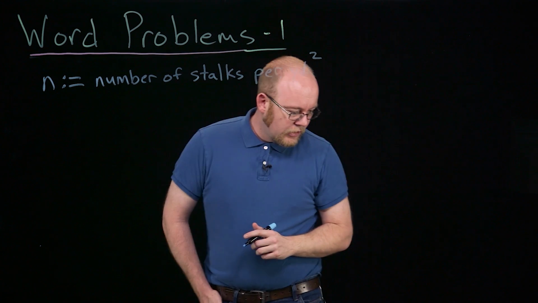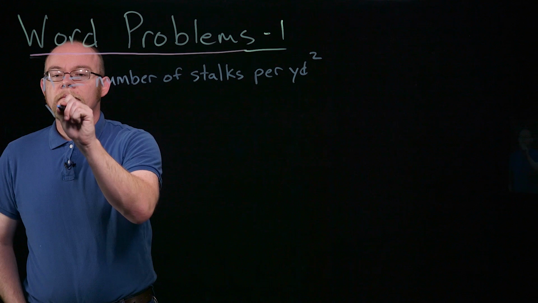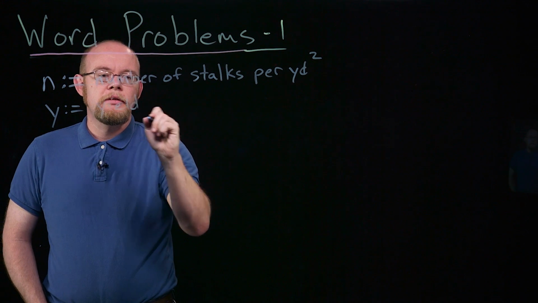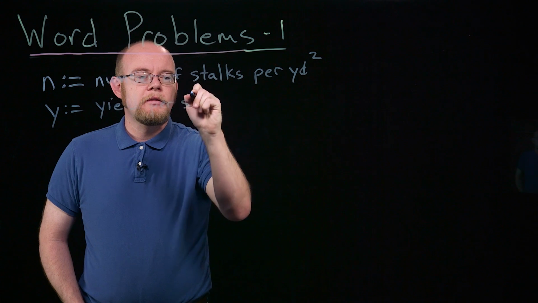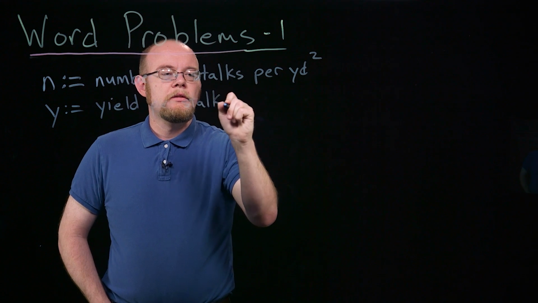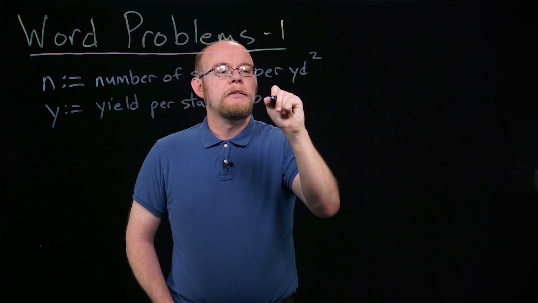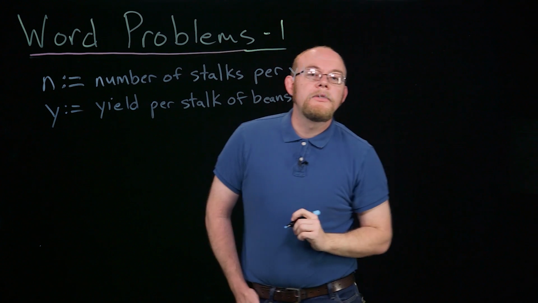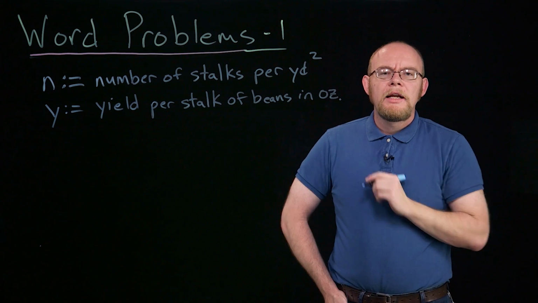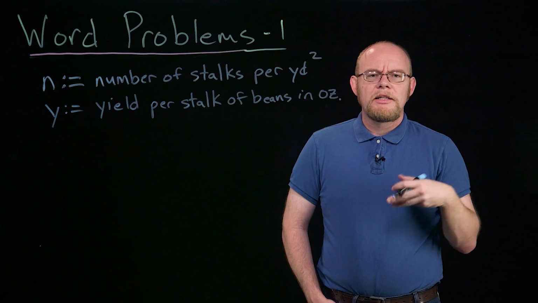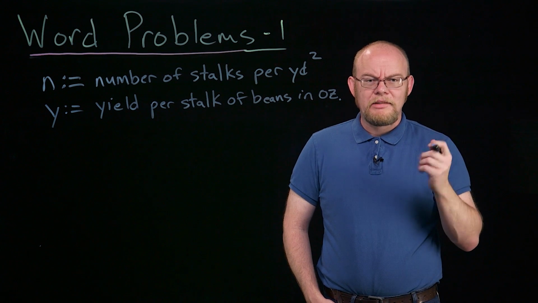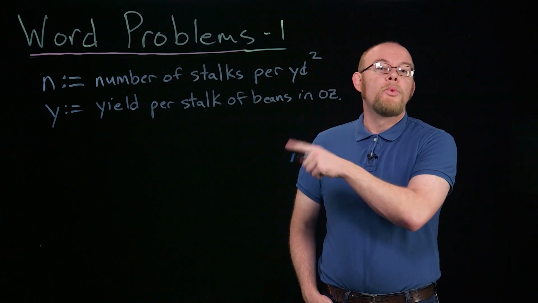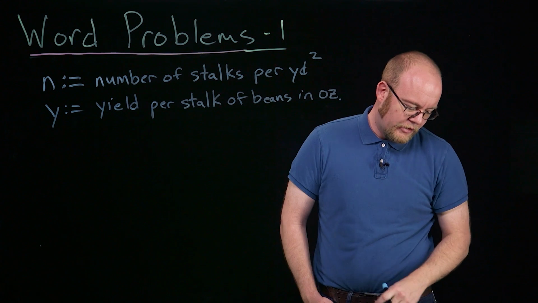Similarly, Y; is the yield per stalk of beans in ounces. OZ is short for ounces. So anytime I talk about the yield per stalk, that is the number of beans I get per bean stalk, I'm going to use the Y for that. And likewise, anytime I see Y, that's related to the yield per beanstalk.